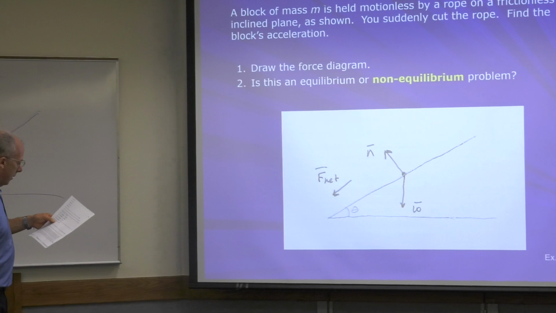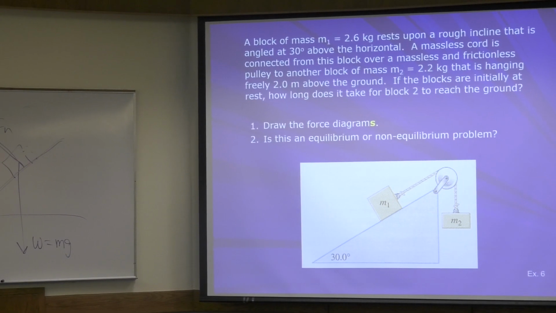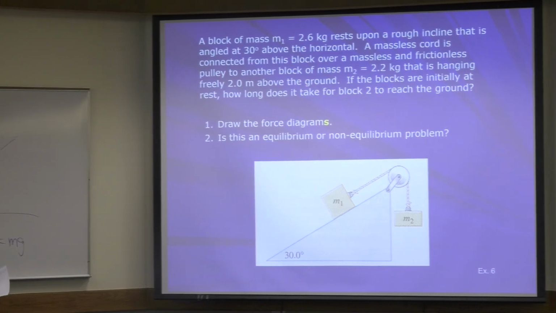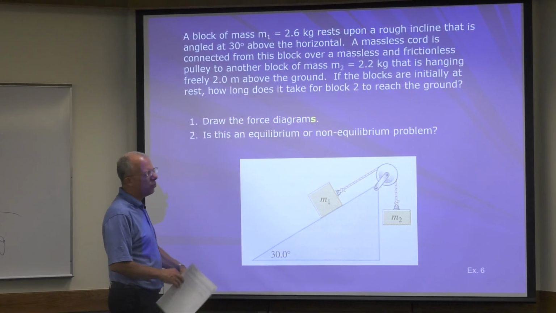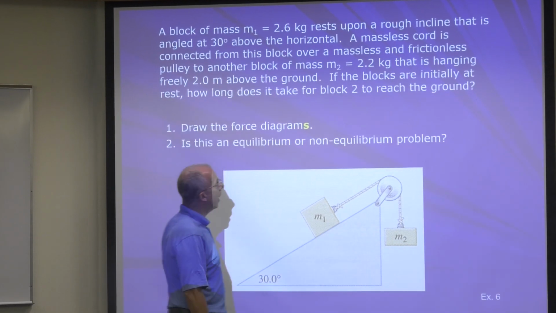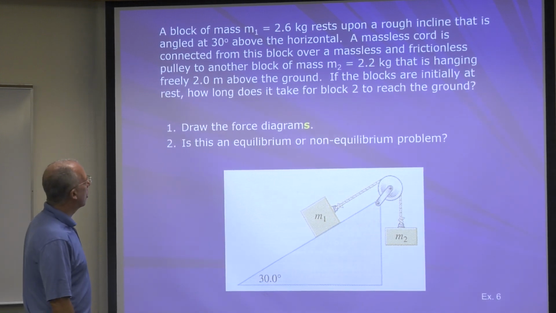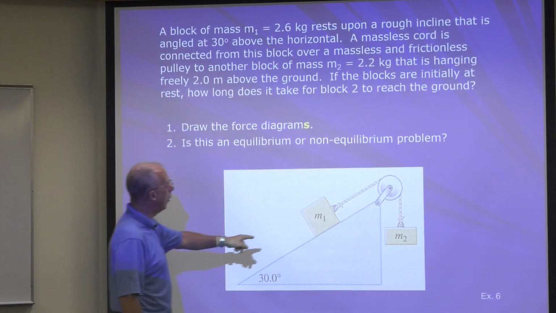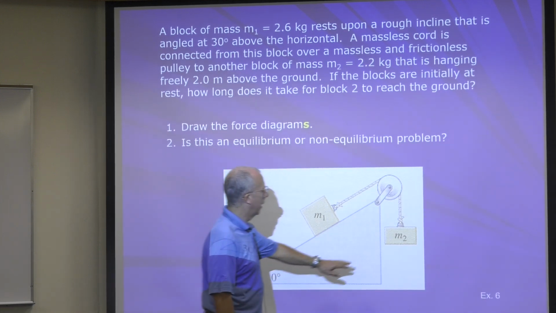All right, that was number 5. Okay, let's read this one. A block M1 rests upon a rough incline. What does rough mean? There's friction. M1 rests upon a rough incline, 30 degrees again. A massless cord is connected from this block over a massless and frictionless pulley to another block, M2.